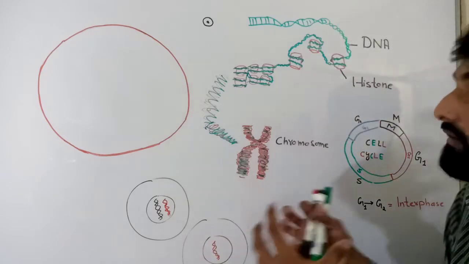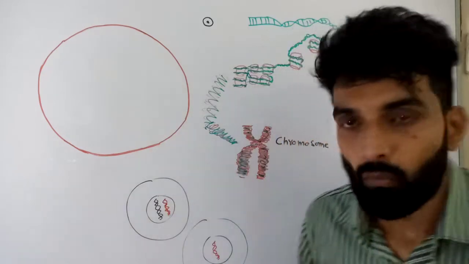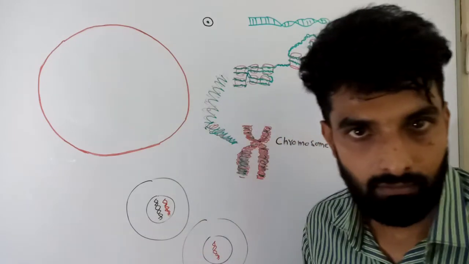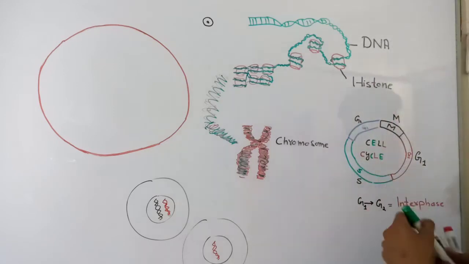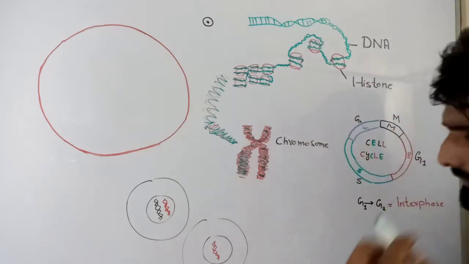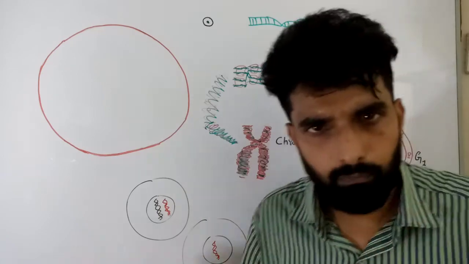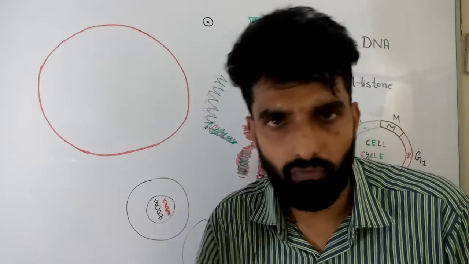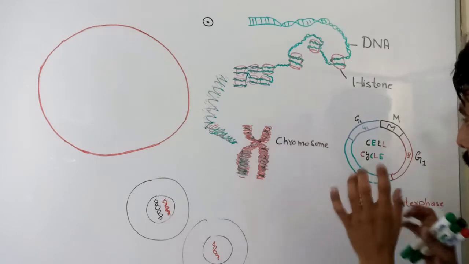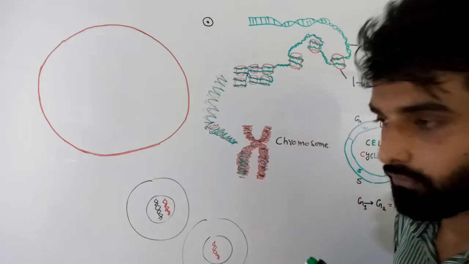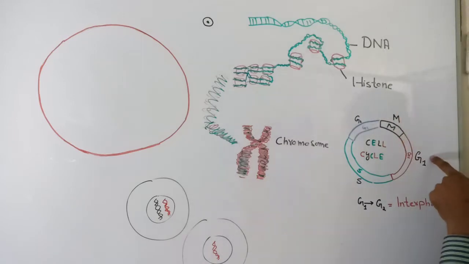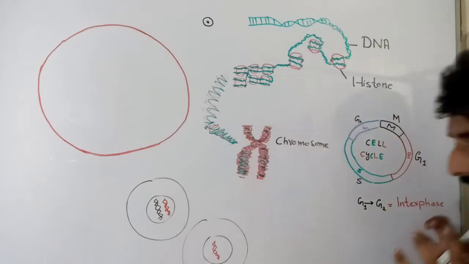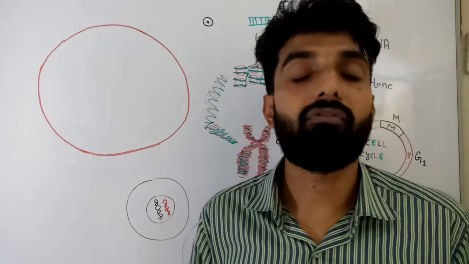And when the process of mitosis will start, when the process of division will start, we will say that the cell is in M phase. And we know that mitosis itself has stages that include prophase, metaphase, anaphase, telophase. Okay. So in today's video, we are not going to talk about mitosis. In the next video, we'll talk about mitosis and its stages. G1 phase, S phase and G2 phase are collectively called interphase.